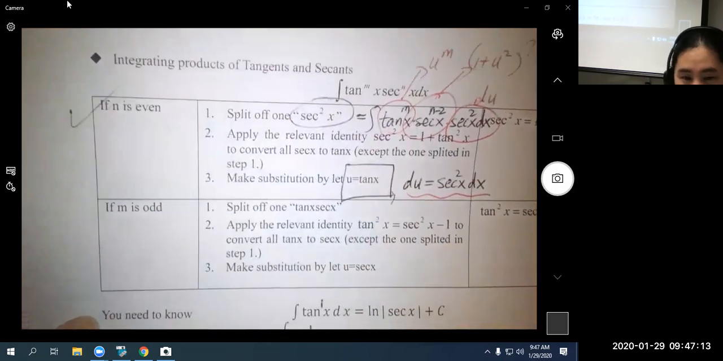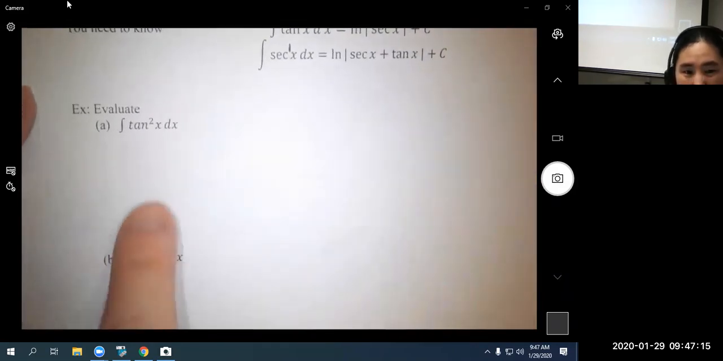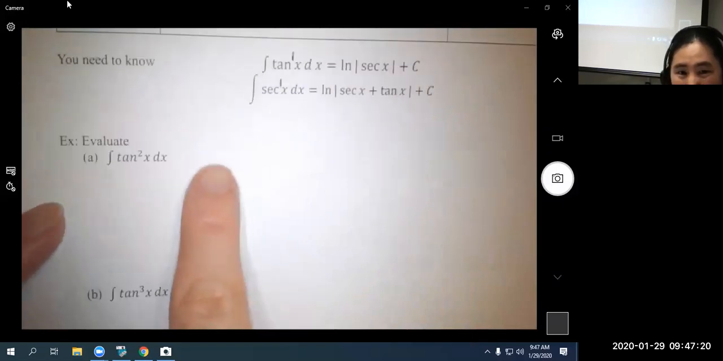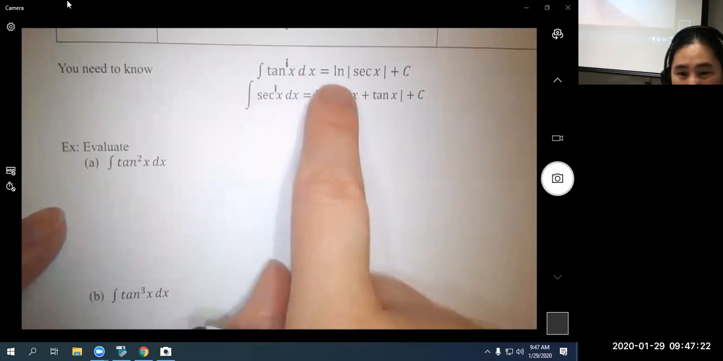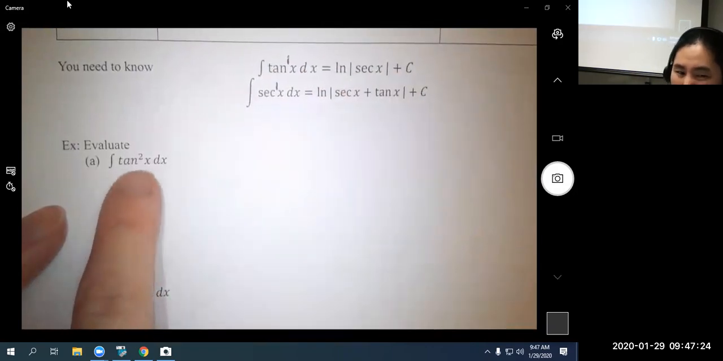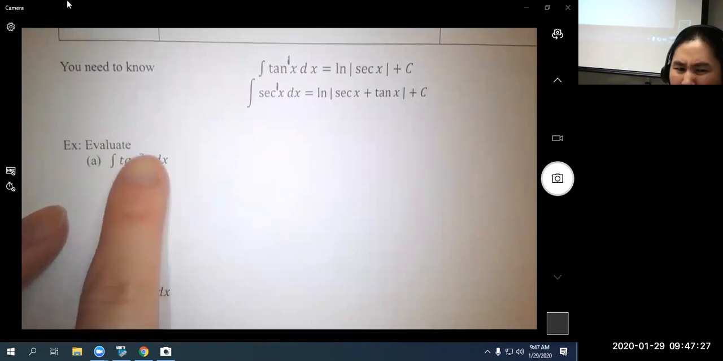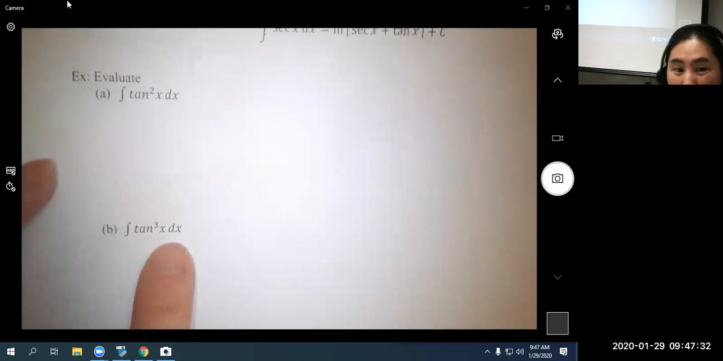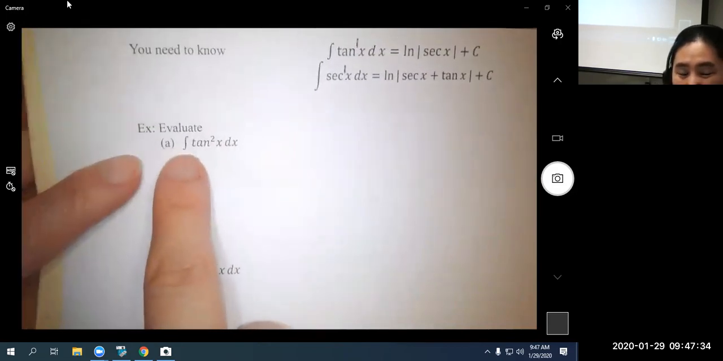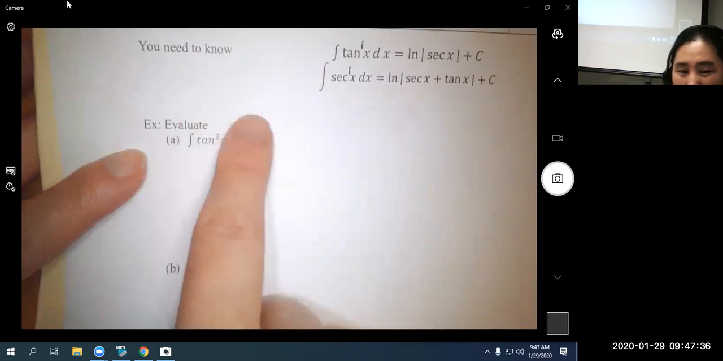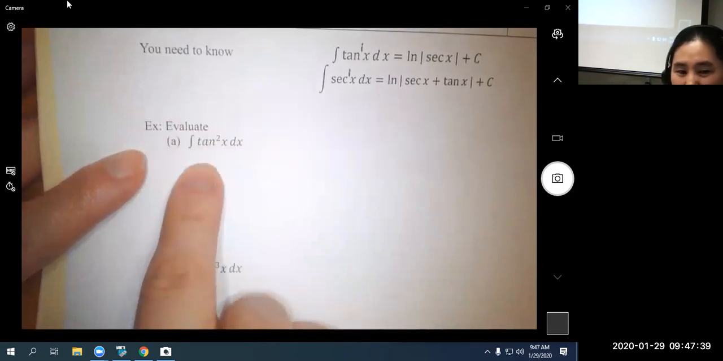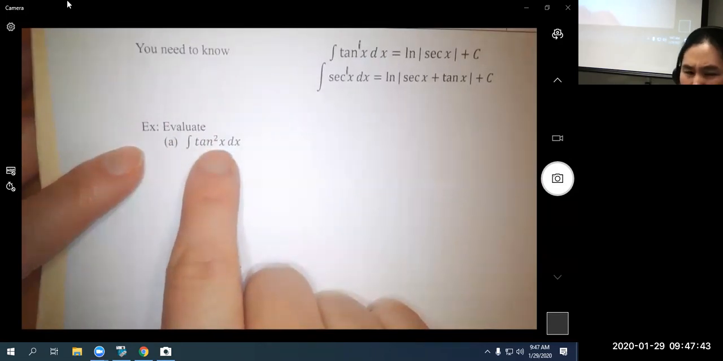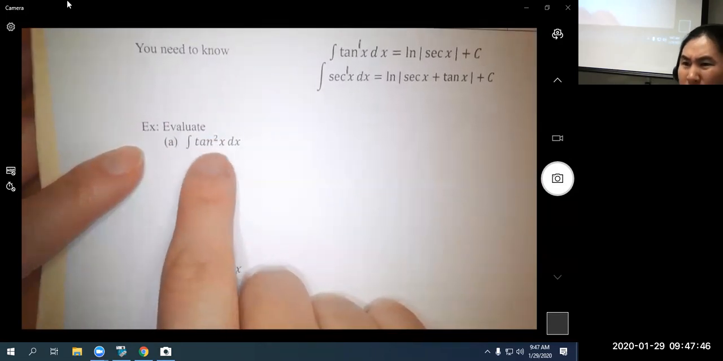How about when we have integrals of tangent only? There's no secant. We know for tangent x to the first power, this is the antiderivative. Now how about tangent x squared? What is the antiderivative? And how about tangent x cubed? What should we do? So let's look at the first question. How can we evaluate this integral? Any suggestion? What is the antiderivative for tangent x squared? Do we have a direct result?